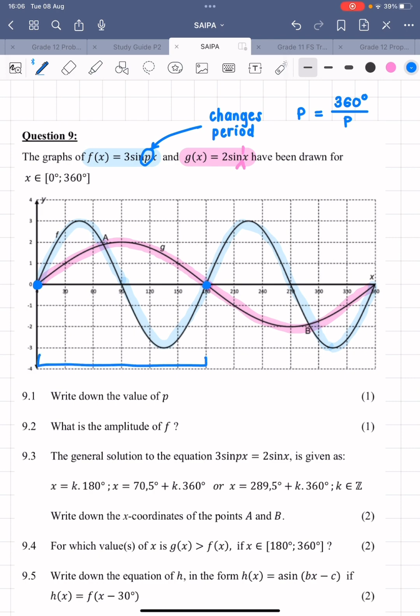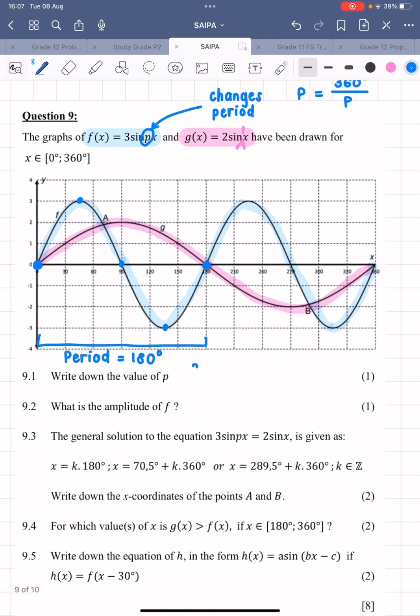And we can see that we start at 0, go up to 3 in this case. Sorry, let me make that a bit clearer. Go up to 3, back to 0, then down to -3, and then back to 0. That is one full sine curve. So that means that the period of this graph is from 0 to 180 degrees, is 180 degrees. So that means that we have that 360 divided by whatever that p value is supposed to give us 180.